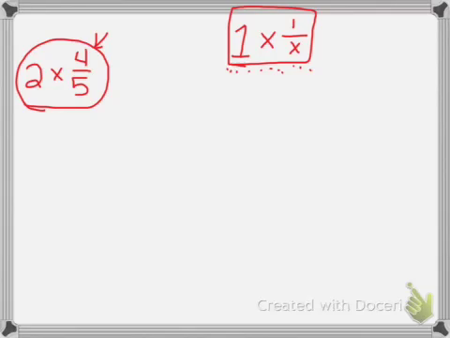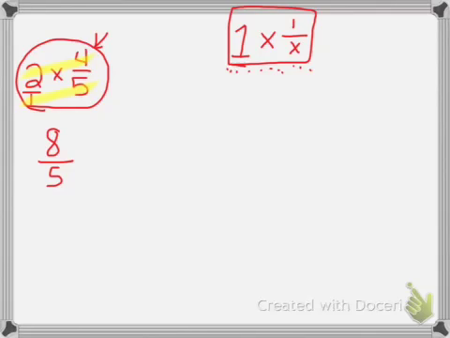So to multiply, I'm going to put 2 over 1 because 2 is a whole number, and when I do that, I make it into a fraction form. Then to multiply, I multiply the numerators by the numerators. 2 times 4 is 8, and the denominators by the denominators. 1 times 5 is 5.